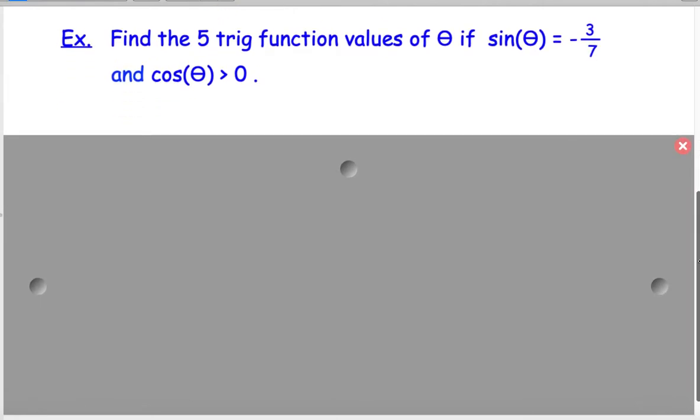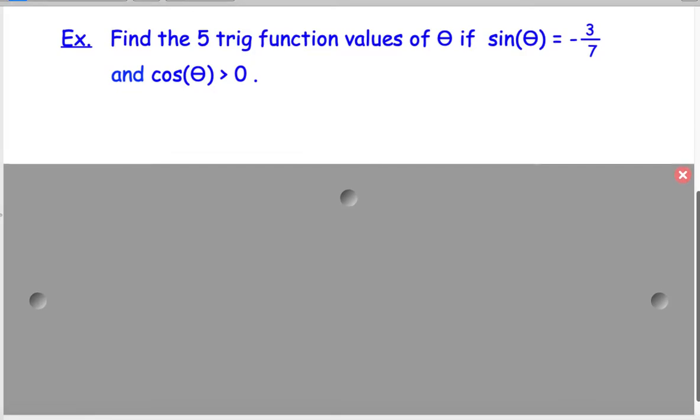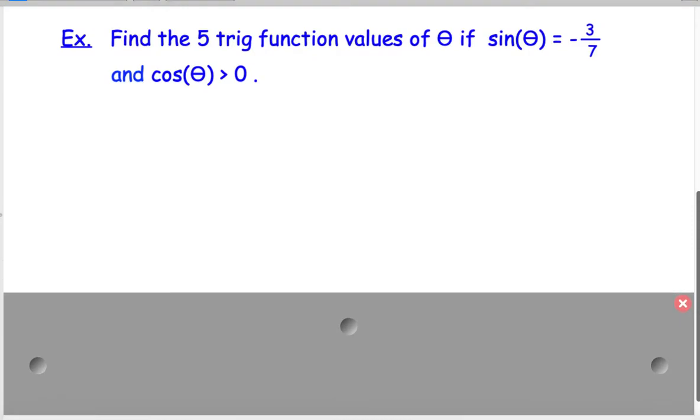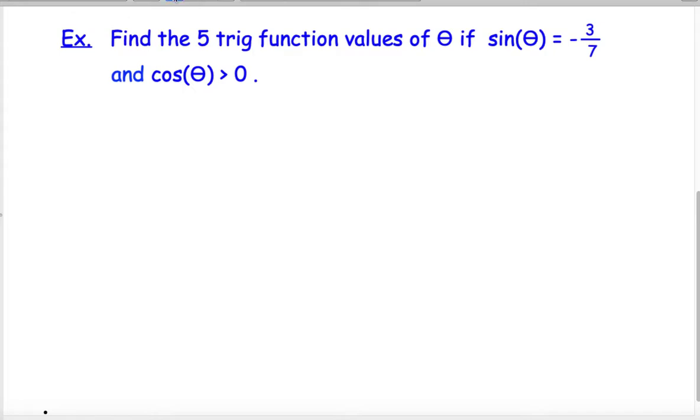Find the 5 trig function values of theta if the sine of theta is negative 3/7 and the cosine of theta is greater than 0. All right, so first of all, let's look at the sine of theta is negative 3/7.